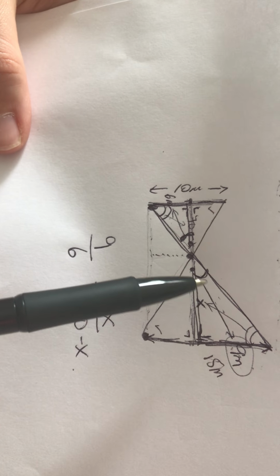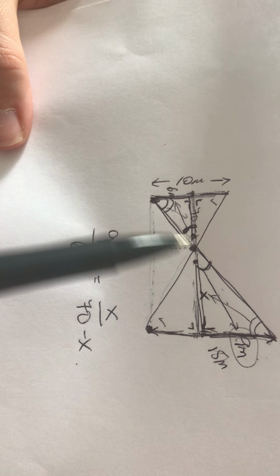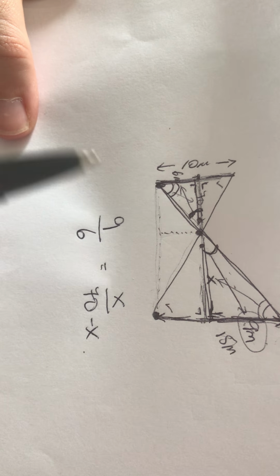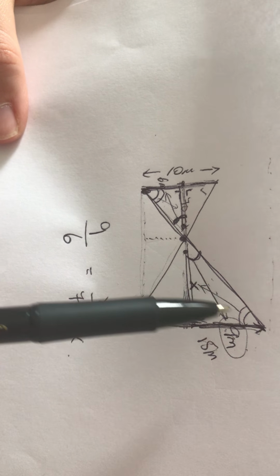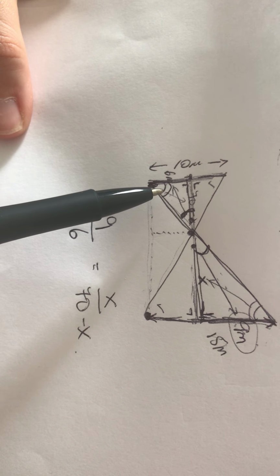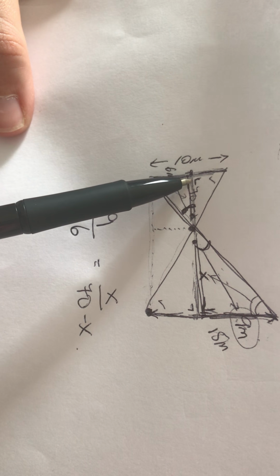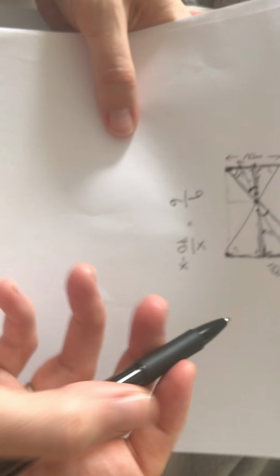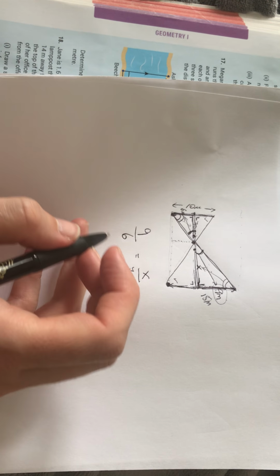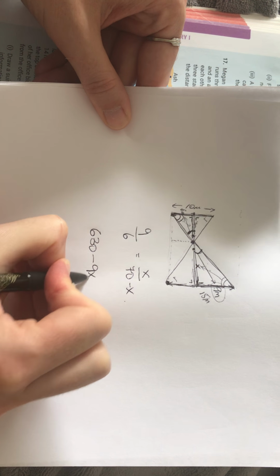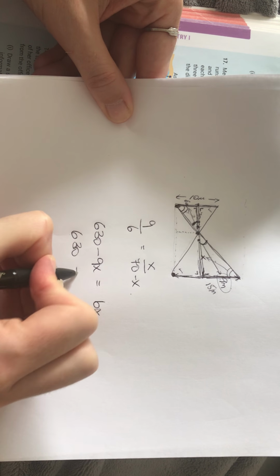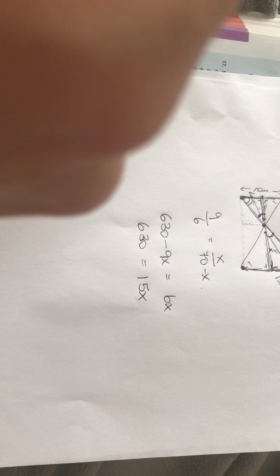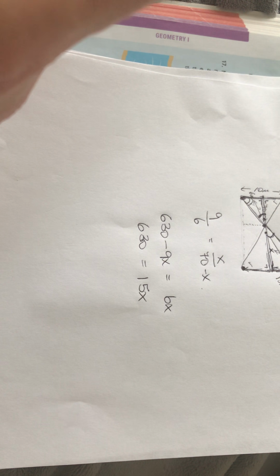So I started with a big triangle, and across from this angle here is a 9. So I go to the small triangle, and across from this angle here is the 6. So 9 over 6 is equal to, back to the big triangle, across from the double marked angle is x. Across from the double marked angle here is 70 minus x. And the reason I know that is because the whole line is 70. If I call this x, this has to be 70 minus x. Now I should just have algebra left. 9 times 70, that's 630. Minus 9x is equal to 6x. That's 630 is equal to 15x. 630 divided by 15, 42.